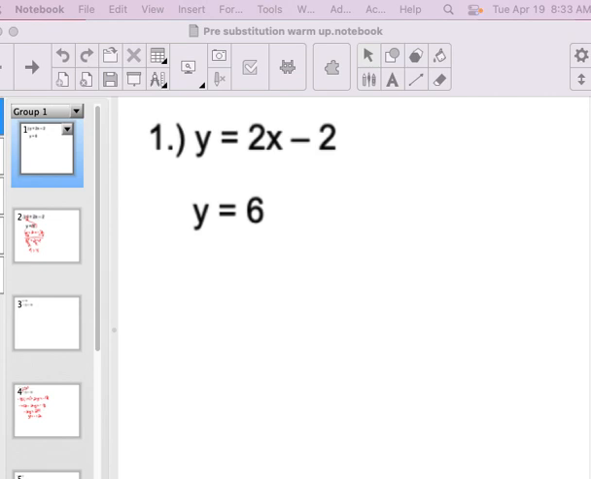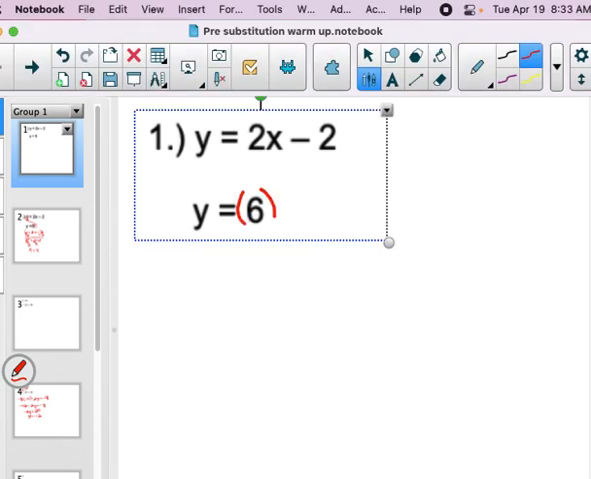Right, here is the discussion for our pre-substitution warm-up. So we have an equation y equals 2x minus 6, and the second equation is y equals 6. On the second equation, if you know that y equals 6, you could take your 6 here and plug it in for the y. And so if you rewrote this equation on your paper, you'd have 6 equals 2x minus 2. And then you'd be ready to solve for x.